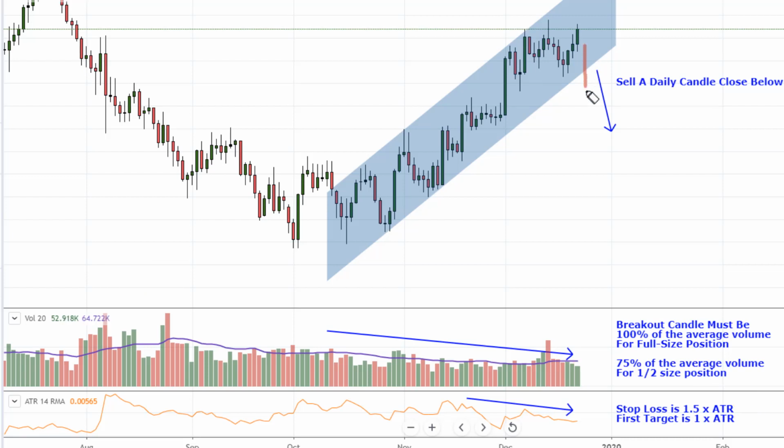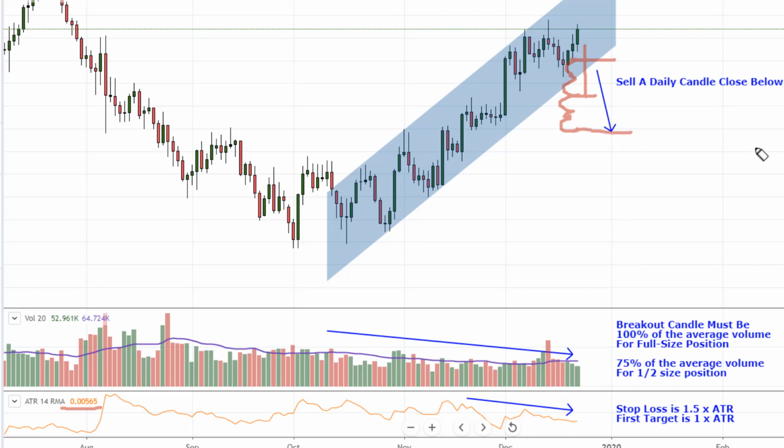So let's say this breaks right here and we get a candle close right here. That will be the trade entry. On that day, you want to look down here at the ATR, multiply that by 1.5, measure that distance above your entry. That will be your stop loss. Measure 1 ATR below your entry, and that will be your first target.